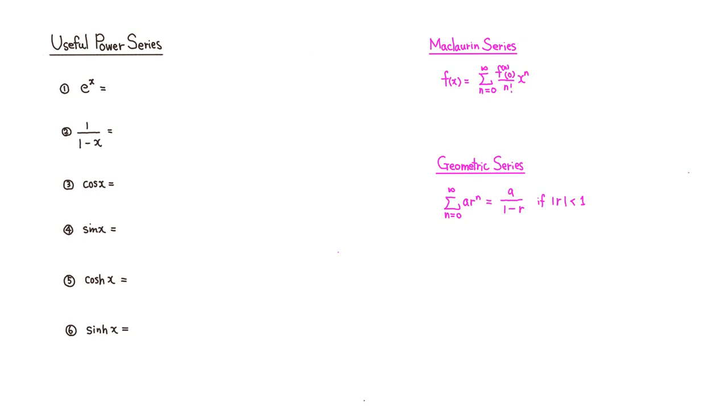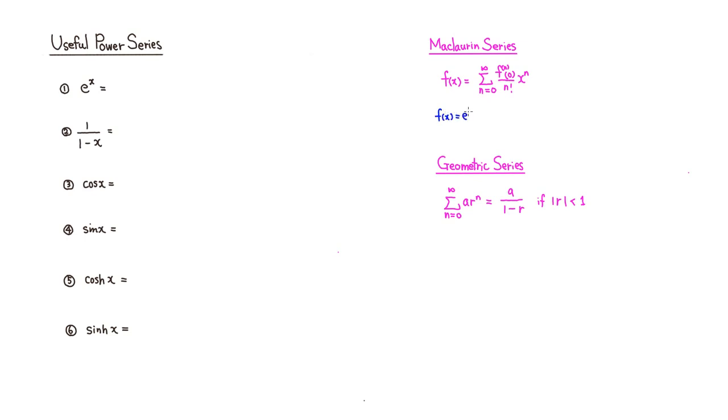All right, let's look at the useful power series. Remember that we had the Maclaurin series in calculus, and we're going to use that to find power series for some basic functions. Here's a Maclaurin series: if f of x can be written as a summation, n goes from 0 to infinity, of the nth derivative of f evaluated at 0, since it's a Maclaurin series, over n factorial, times x to the n.